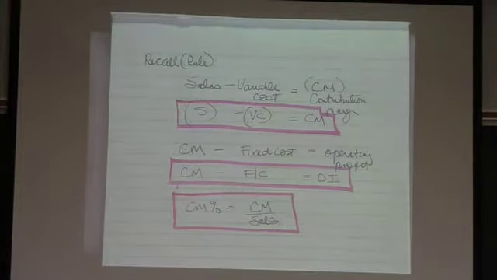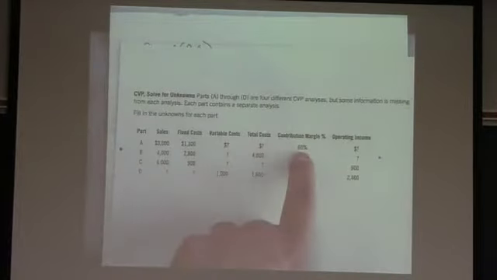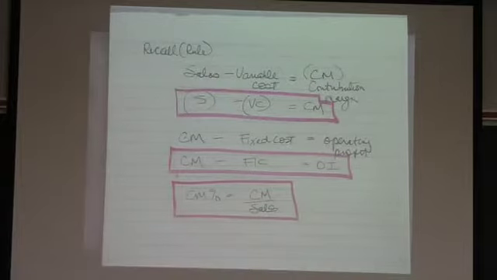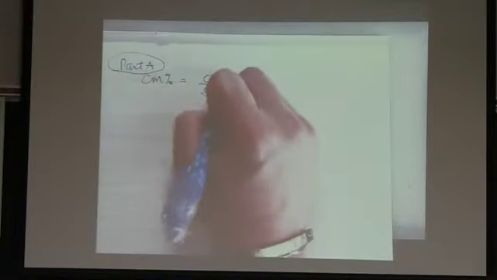Okay, so let's look at the first one. Let's come back to the question again. The first thing we need to do is calculate the variable cost. Now, how do we do that? Because we're given the contribution margin. So we're going to use these formulas to help us find the unknown. This is part A. Contribution margin percent equals contribution margin divided by sales.